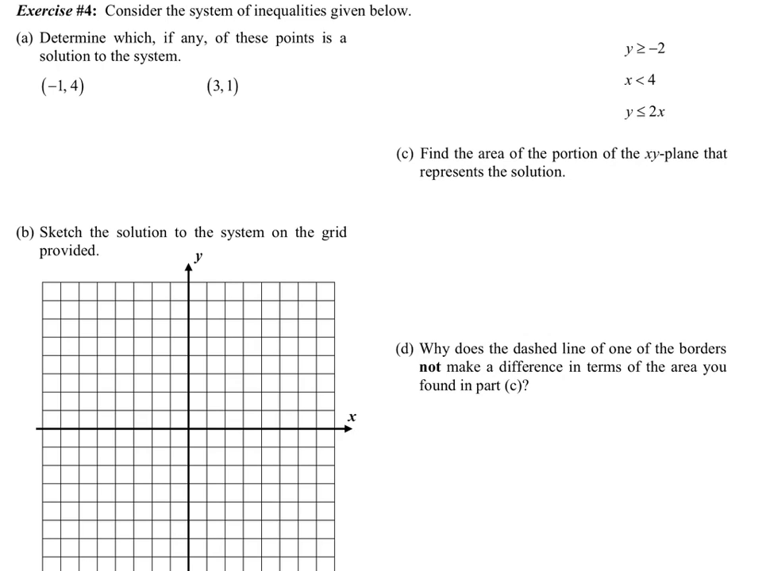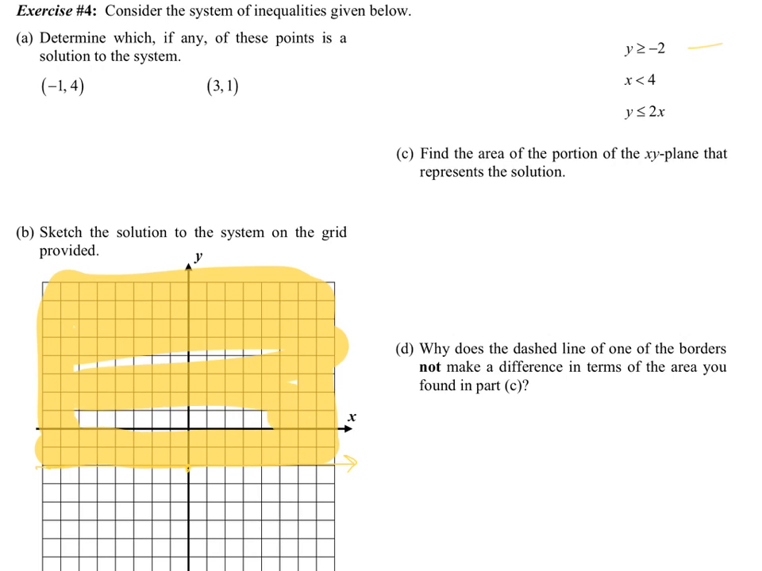The very first thing I'm going to do is graph it. The first one I'm going to graph in yellow, where y is more than or equal to negative 2. So if y is more than that, then we are going to do everything above that line.